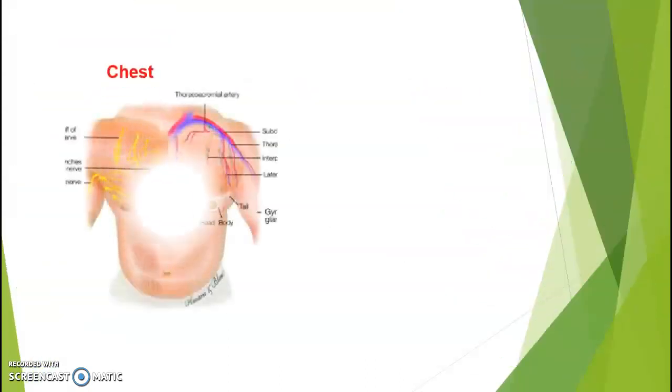Next is the chest. The chest is the part of the body between your neck and your abdomen. It includes the ribs and the breastbone. Inside your chest are several organs, including the heart, lungs, and the esophagus. The pleura, large thin sheets of tissue, line the inside of the chest cavity.